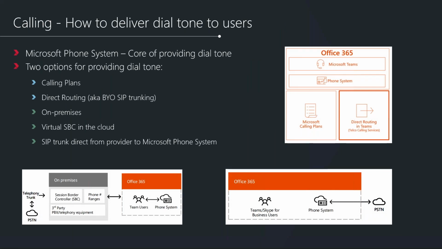Next topic is going to be, right, so we've got Teams, we've decided we want to use it as a phone system. How do we go about delivering actual dial tone to users? When I'm talking about dial tone, I'm talking about the ability to make a call out to a mobile number and someone call in from the network and have your Teams client ring.